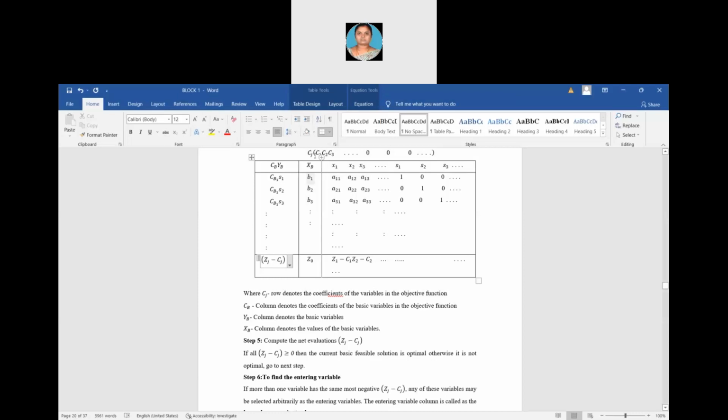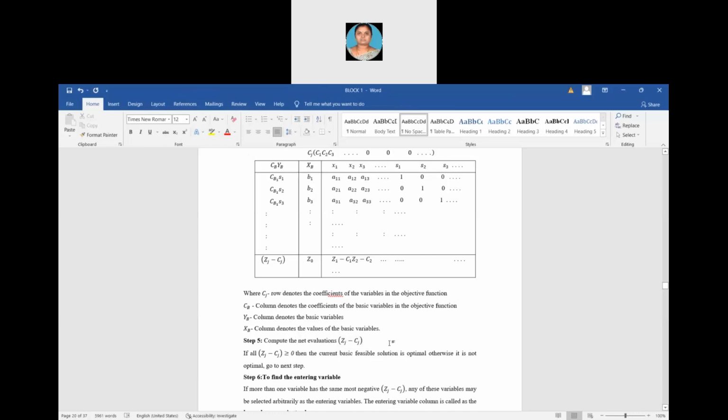So in CJ, what are all the things we are having here? C1, C2, C3. We can mark that while we are doing the problem. And Cj denotes the coefficients of the variables in the objective function. Cb column denotes the coefficient of the basic variables in the objective function. And Yb column denotes the basic variables. And Xb column denotes the values of the basic variables.